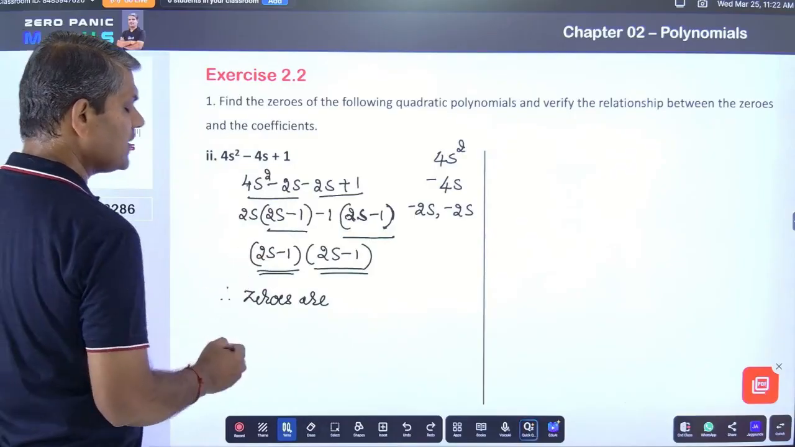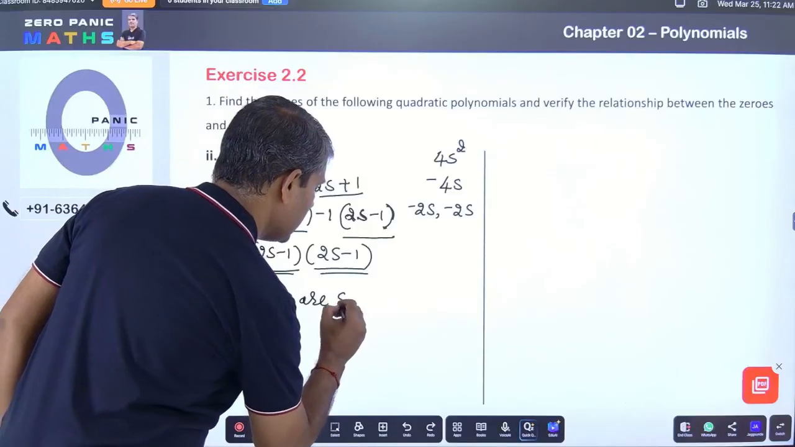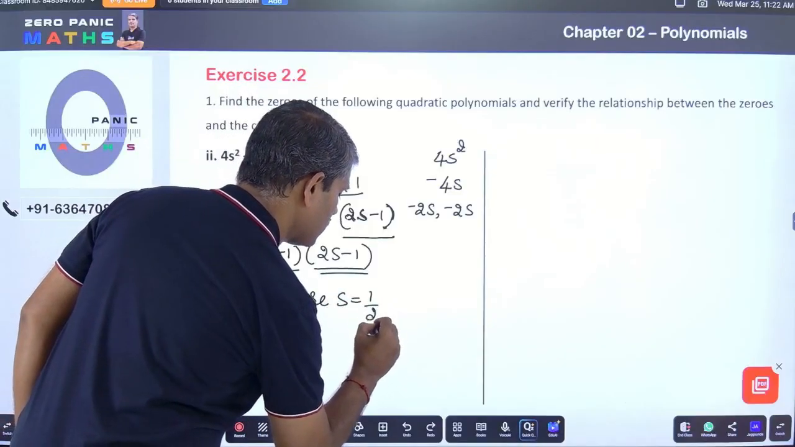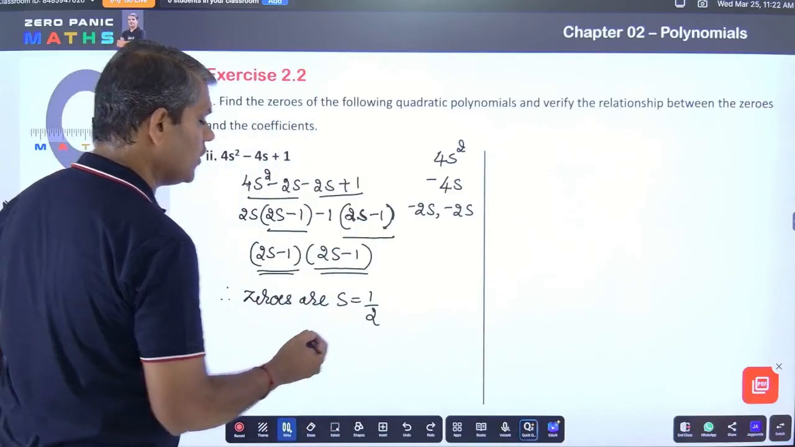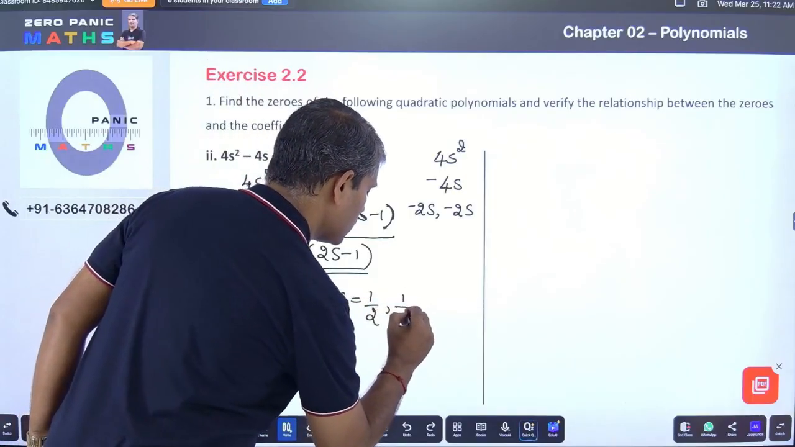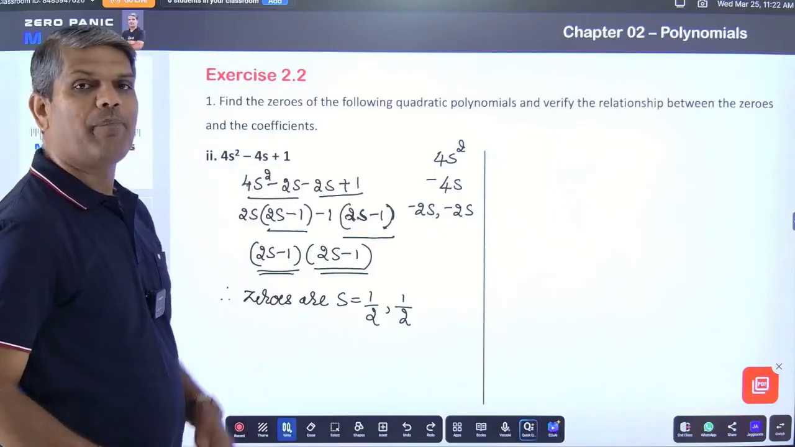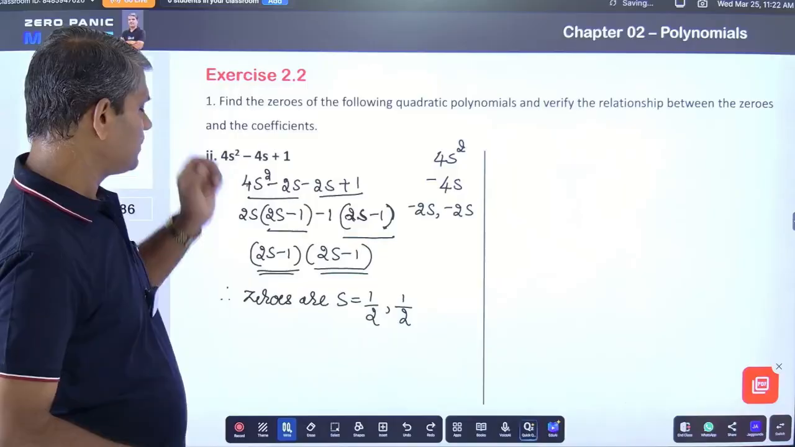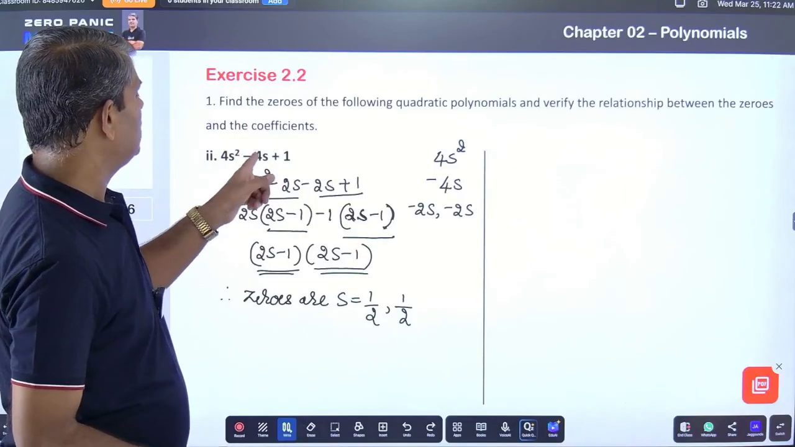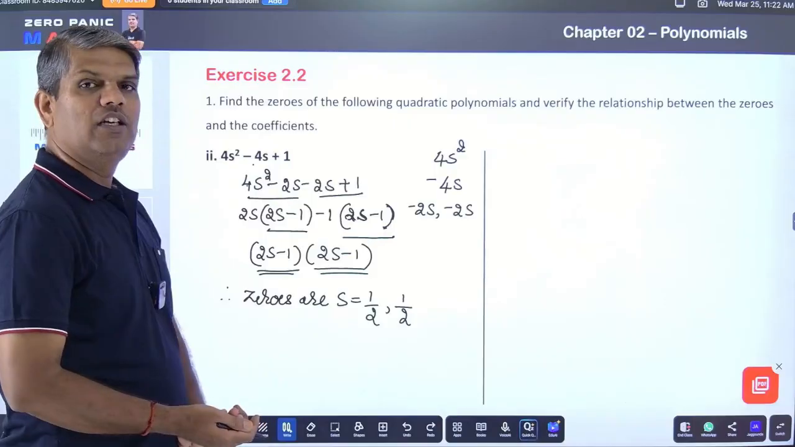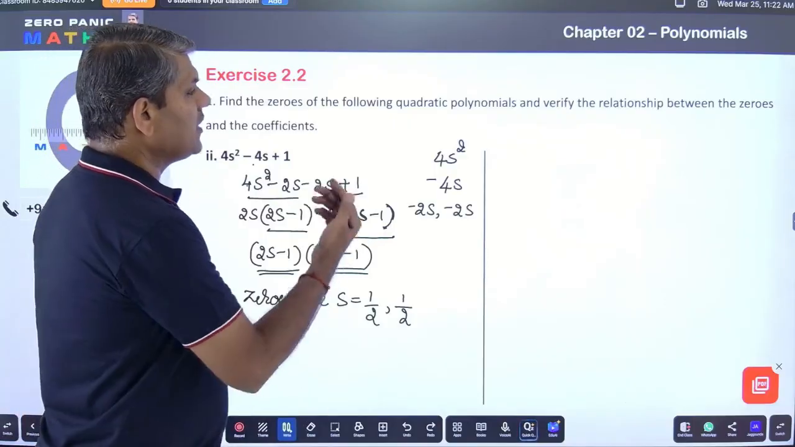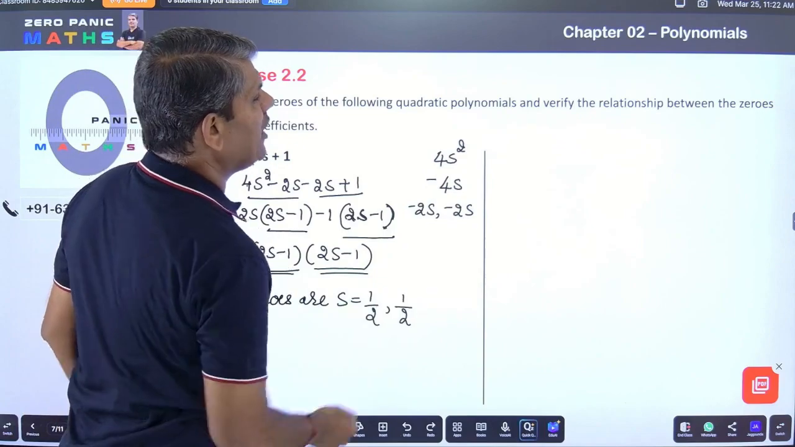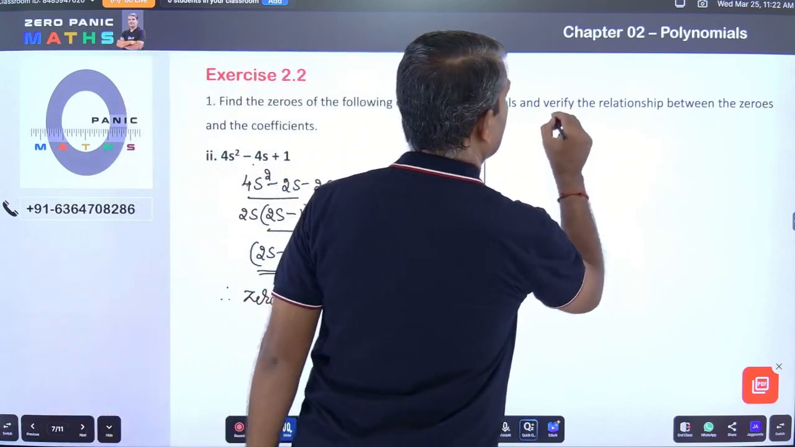So therefore 2s minus 1 is equal to 0. So what is s? S is equal to 1 by 2. For this factor also, it is 1 by 2. So 1 by 2 appearing twice as the two zeros of this given quadratic polynomial. Okay, now let us continue on the second part, that is to verify the relationship.